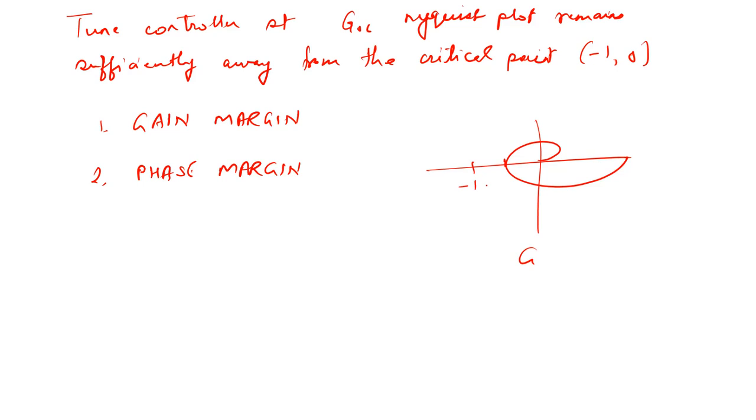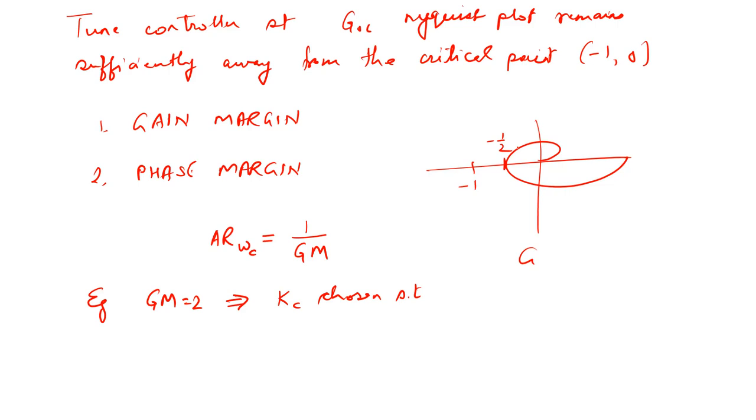Now what we say is, I want the amplitude ratio at the phase crossover frequency, where the phase becomes minus 180 degrees, to be sufficiently away from 1, and that margin is called gain margin. So if, for example, gain margin is taken equal to 2, what this implies is that KC has been chosen such that this point is minus 0.5. You see, when I increase or decrease KC, my polar plot expands or shrinks.